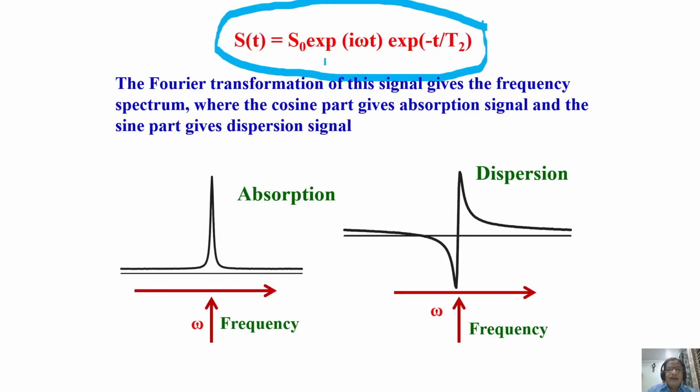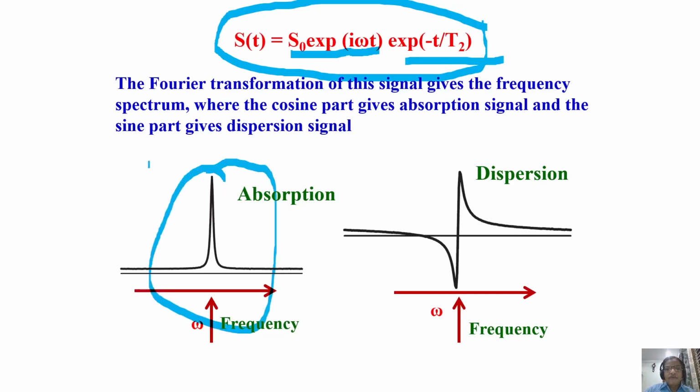The signal s(t) we detect in the xy plane, with both x and y axes combined together, is expressed as an exponential function, and we have incorporated the decay function because of T2 damping of the oscillation. Now the Fourier transformation of this signal gives the frequency spectrum, with the cosine part being pure absorptive and the sine part being pure dispersive.